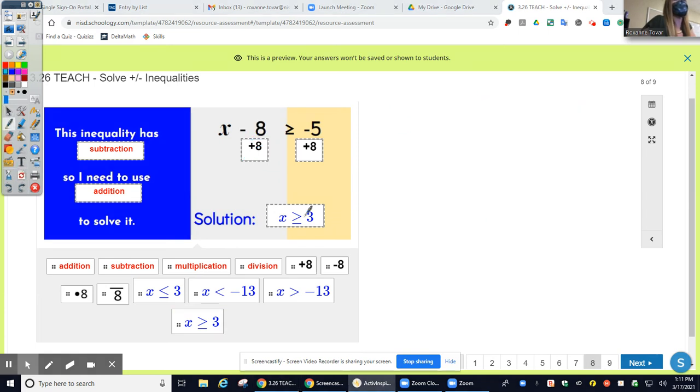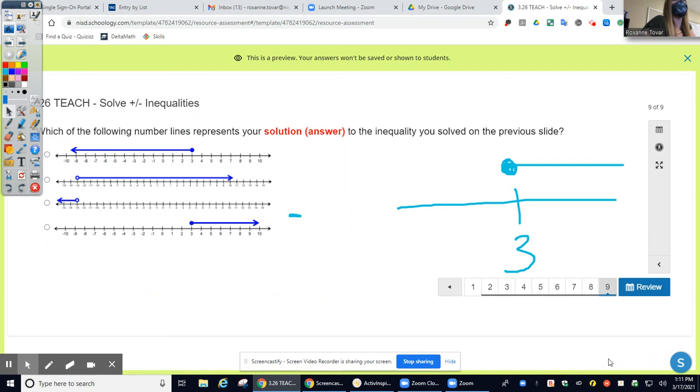Now let's talk about graphing it. Because the inequality has that partial equal sign, you're going to want that closed dot above the 3. And because it's pointing to the right, you're going to want to shade to the right. So let's go ahead and go to our last problem. And we can clearly see here, D matches our inequality from the previous question.